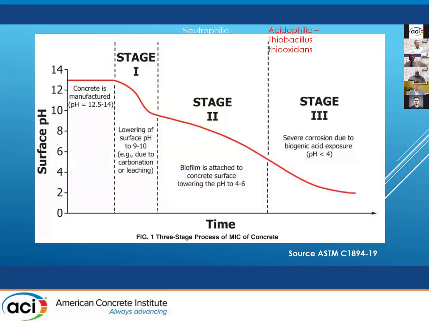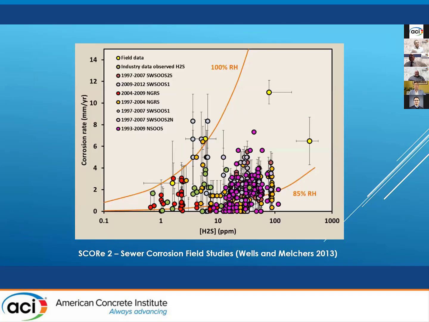This has been discussed already. One thing that hasn't been mentioned as much is that the impact of moisture conditions is a very important part of the equation. And so this was some field studies that were done in Australia as part of the SCORE project, which showed the relationship between relative humidity and the rates of corrosion that they were measuring in different areas.